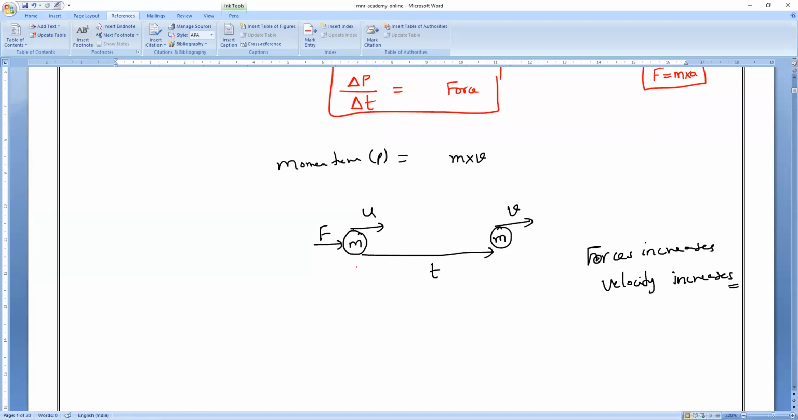So in the first initial case, what is the momentum? Can anybody tell me? Let me take the initial momentum Pi, which is equal to mass into velocity. Velocity is what? u. In the same way, what is the final momentum?